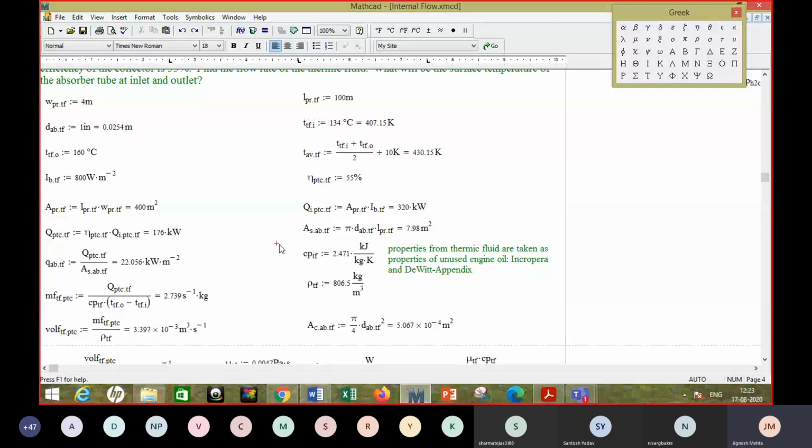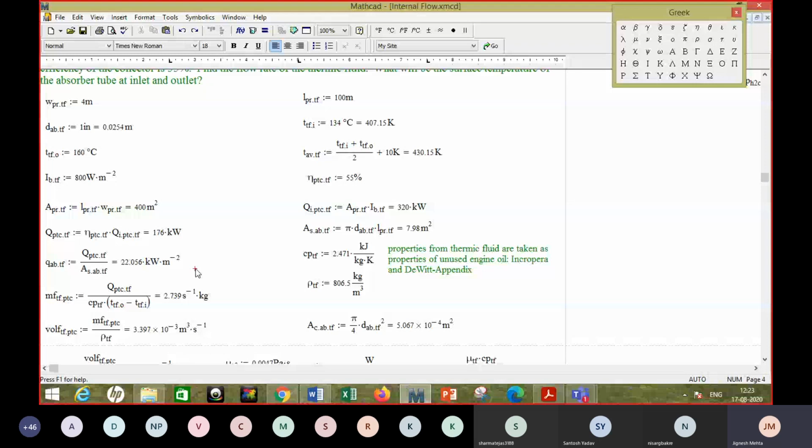So here, how much is the flux which is falling on the tube? This is the heat flux which is received by the thermic fluid. So this is the 176 kilowatt which is going into the thermic fluid, and how much is the area of the absorber tube. So you get the heat flux, right? And we are going to assume that this heat flux is constant, so that in case it comes out to be a laminar flow, you can use the constant heat flux boundary condition. But if it is turbulent flow, we have to use the correlation for turbulent flow.